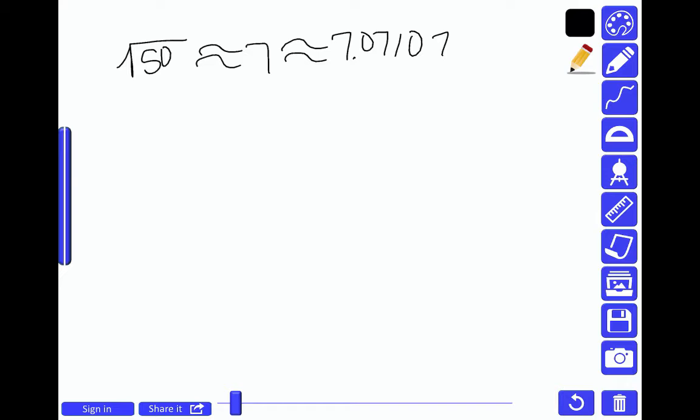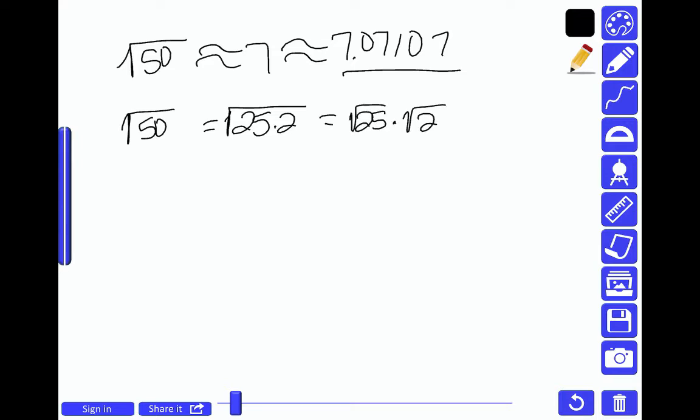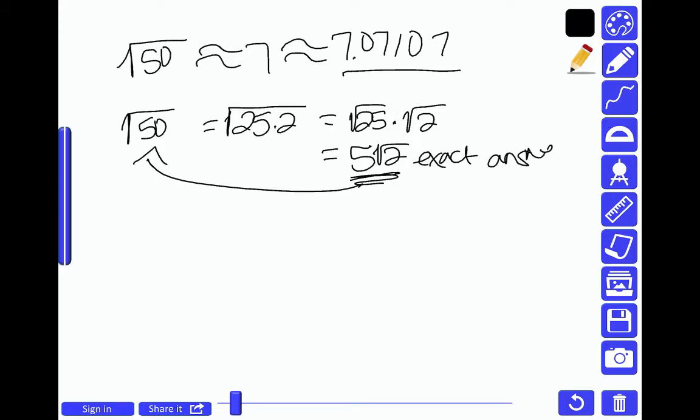And so in order to have an exact answer but be simplified, I'm going to figure out what the factors of 50 are that are perfect squares. I know that I can multiply 25 times 2 to get 50, and 25 is a perfect square. So I'm going to write the square root of 50 as the square root of 25 times 2. Now I could also write this as the square root of 25 times the square root of 2, which makes it pretty easy to see that the square root of 25 is 5, so that would be the same as 5 square root of 2. So that is the simplified version of the square root of 50. That is an exact answer.